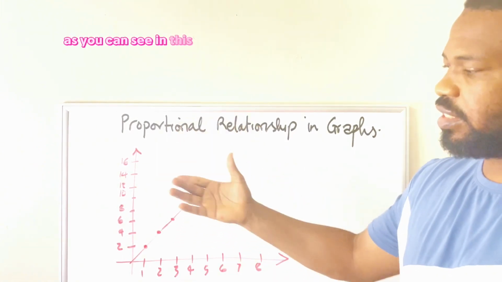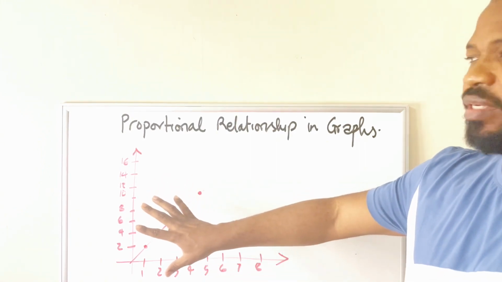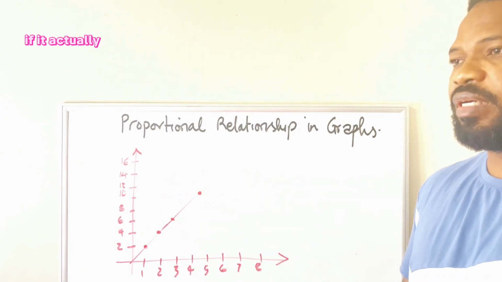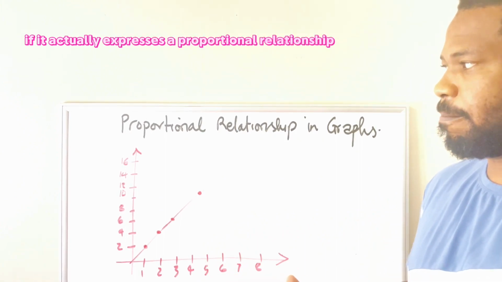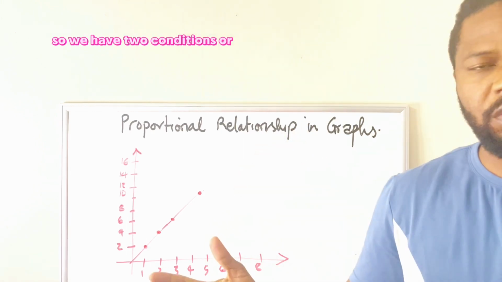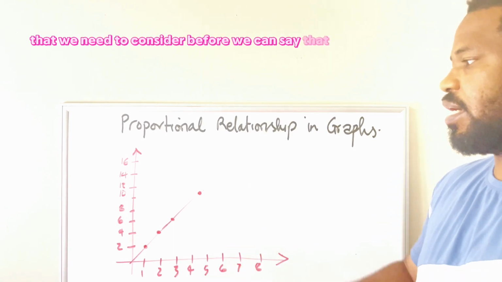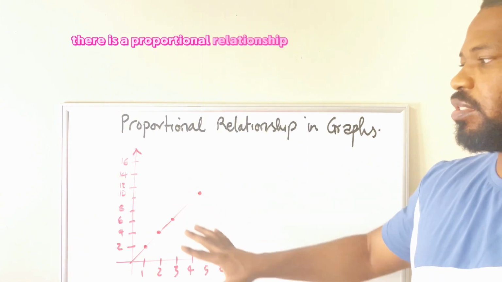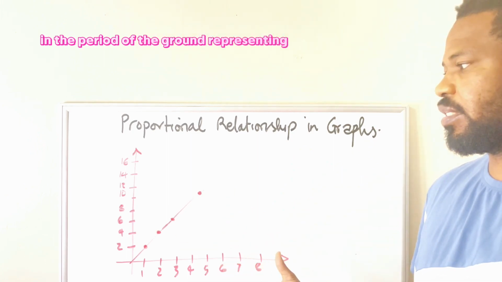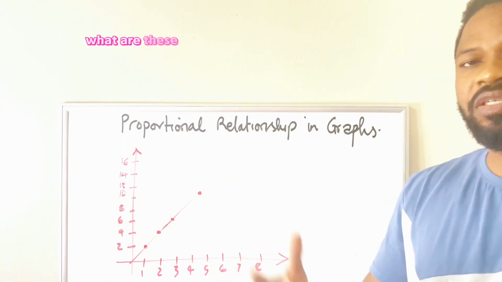As you can see in this graph right here, how can we tell if the graph here is a proportional graph, if it actually expresses a proportional relationship? So we have two conditions or two factors that we need to consider before we can say that there is a proportional relationship in the variables of the graph represented here, the x-axis and the y-axis. What are these two conditions?